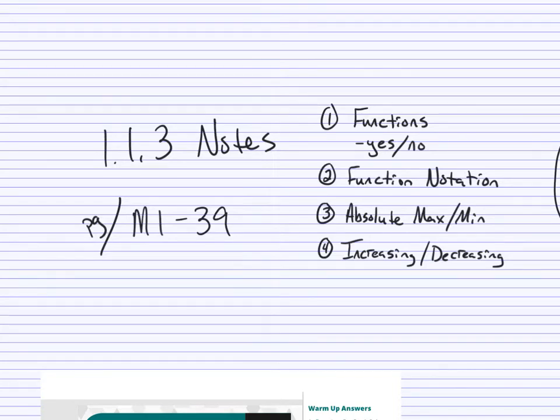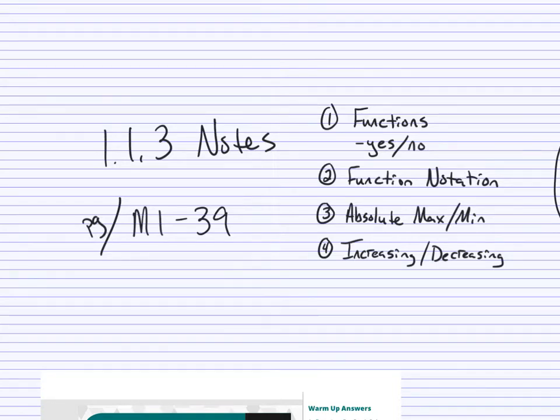The first thing we're going to focus on is: is a relation a function, yes or no? I know right now you don't know what a relation or a function is, but we'll get to all that in just a minute. That's the first thing we're going to focus on: I'm going to put a situation in front of you and you're going to say, is this a function, yes or no?